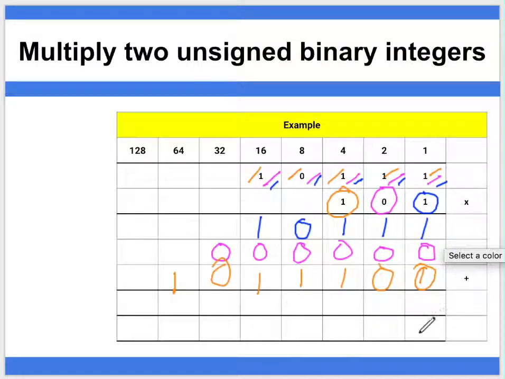So 1 and 2 zeros is going to be 1. 2 ones are going to be 0, carry 1. I've got 3 ones now, so I'm going to go 1, carry 1. Got a 1 here from the carry, I've got a 1 just here.